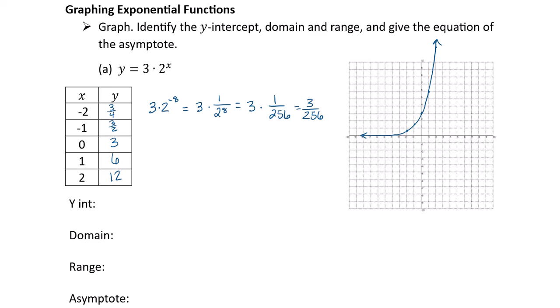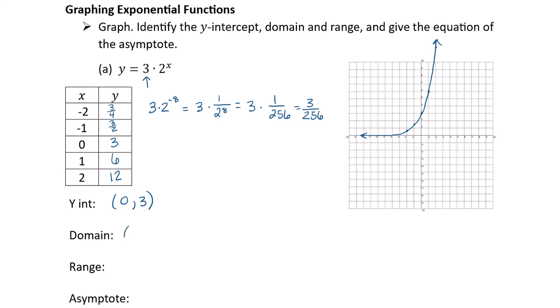The y-intercept is 0, 3. A little bit of a change from last time. We have always had y-intercepts of 0, 1. That's because this is a transformation where we are stretching this exponential function vertically by a factor of 3. So that 0, 1 down here becomes a 0, 3 instead.